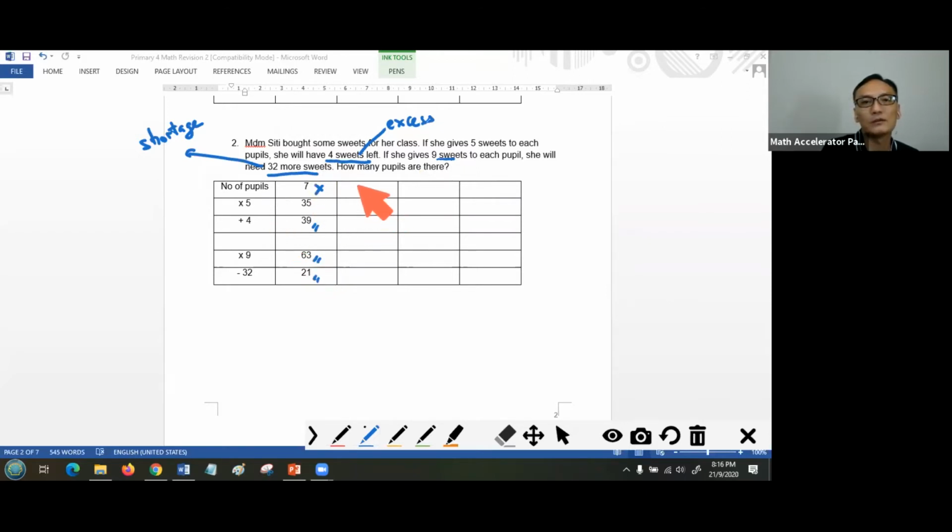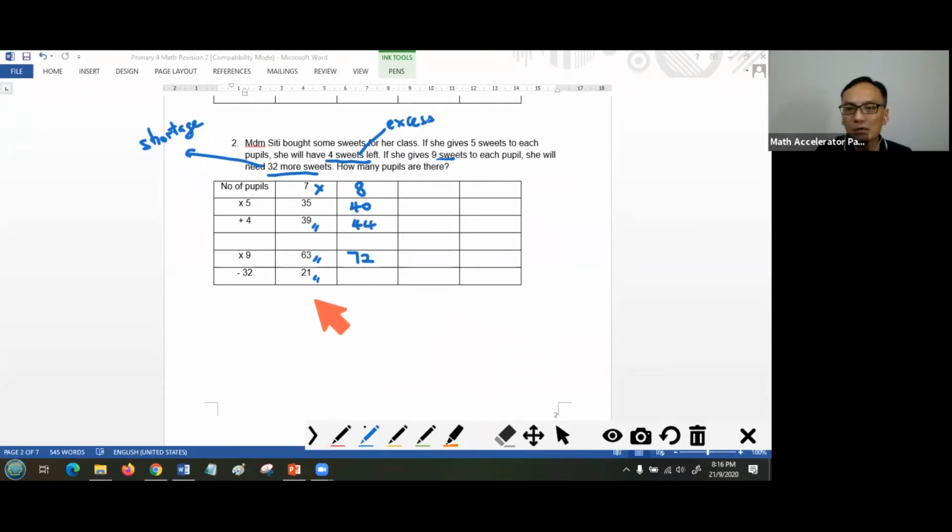Right, let's try to assume that if there's 8, whether 8 is the correct answer. Okay, are there 8 pupils? Can you try for me? 8. Can I give you a minute? Right, 8 does not work. Let's check. 8 times 5 is 40. So 40 plus 4 is 44. 8 times 9 is 72. What is 72 minus 32?